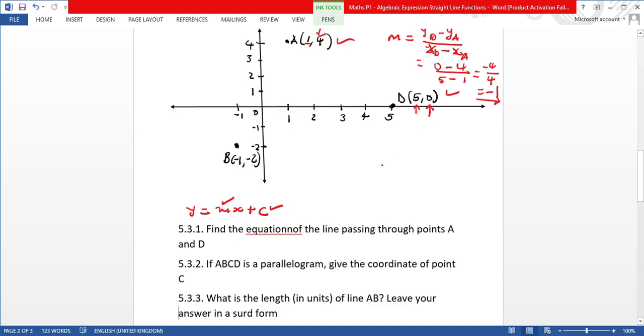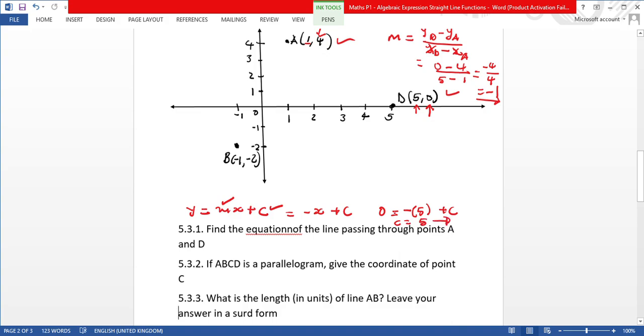Okay, so now we're going to replace m with minus 1, so you're going to have y is equal to minus x plus c. We can use any point to calculate the c, whether we use point D or point A. So let's use point D. Point D has y equal to 0, and x is 5, so 0 equals minus 5 plus c. Then we can work out the c from here. So c is equal to 5.